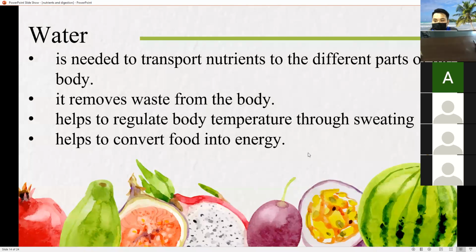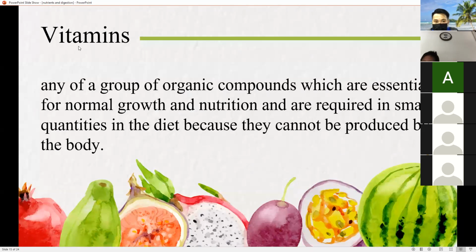If we don't drink a lot of water, we will not get most of the nutrients. And do you know that each day, we have to drink at least 2 liters of water, or 8 glasses of water. Next, vitamins. Any of a group of organic compounds which are essential for normal growth and nutrition are required in small quantities in the diet because they cannot be produced by the body.